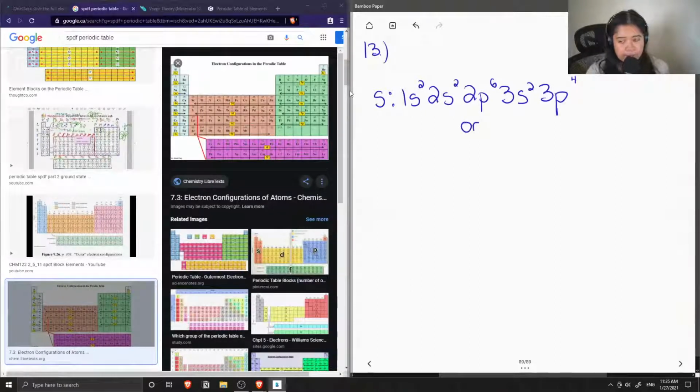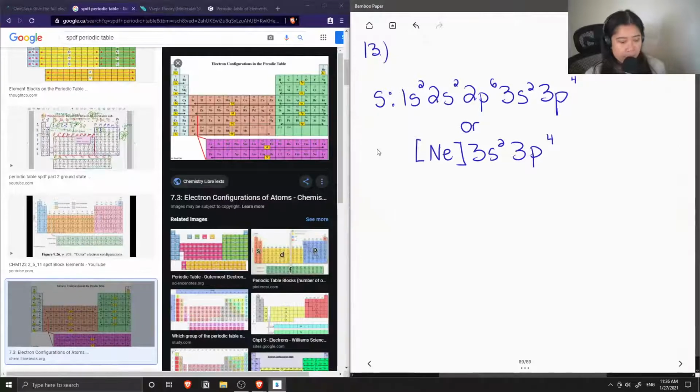And if we wanted to write the shorthand configuration, all we'd have to do is find the noble gas that comes before sulfur, which is neon, and we'd write it in square brackets, and then continue on writing the rest of the electron configuration as normal. So we write neon, and then 3s2, and 3p4. So this is also an accepted electron configuration for sulfur.